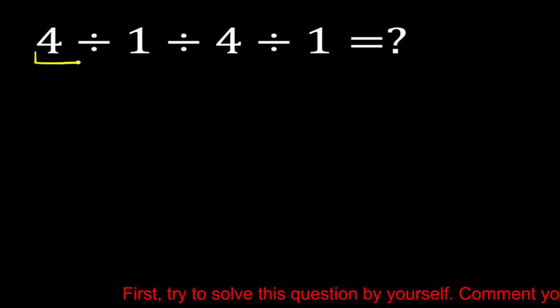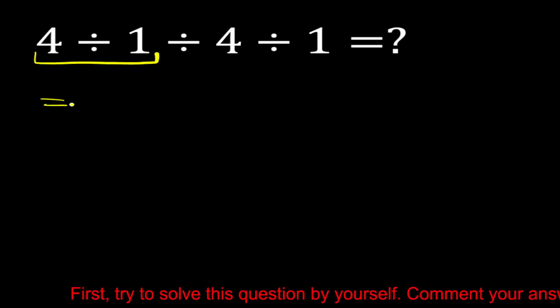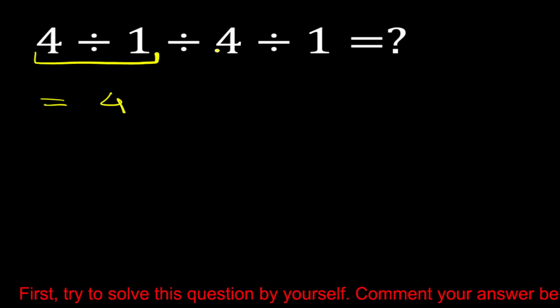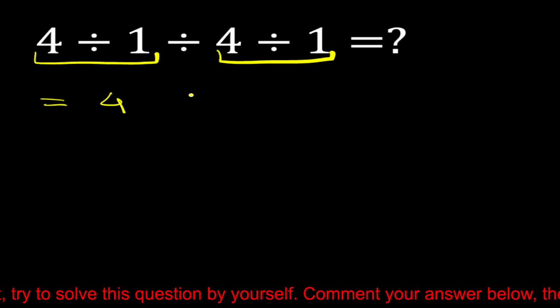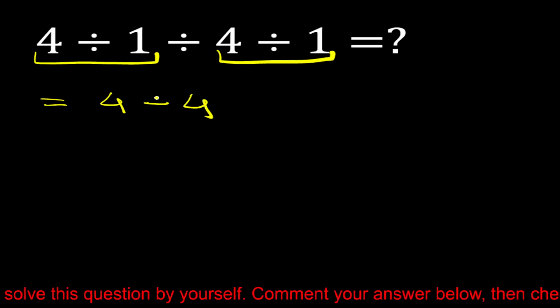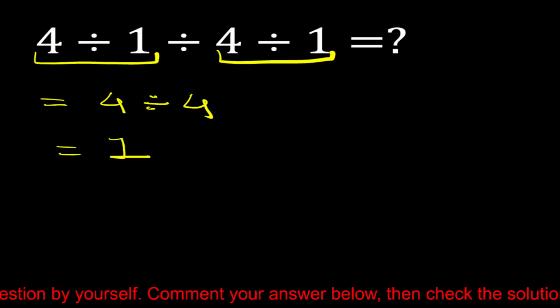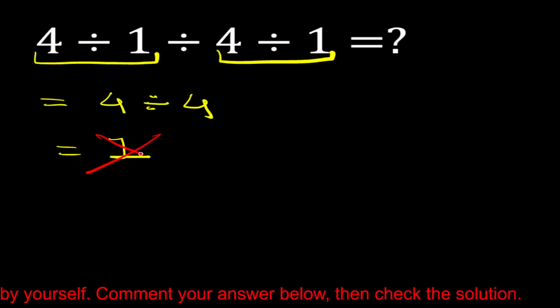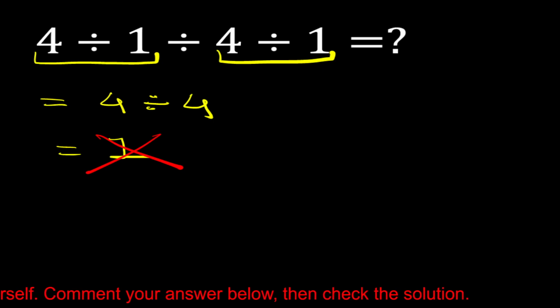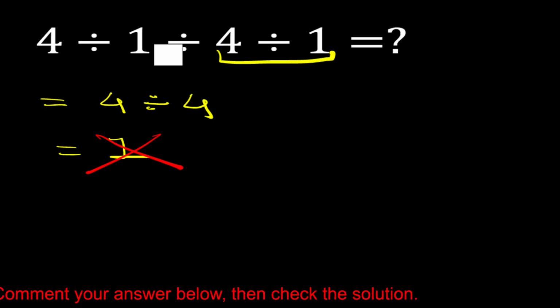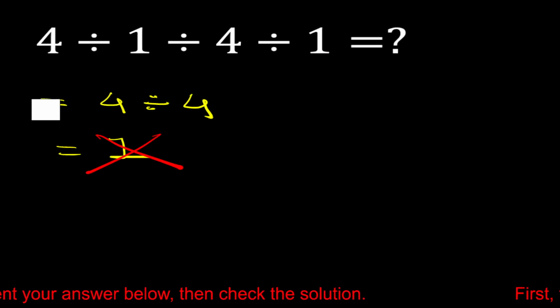So 4 divided by 1 is equal to 4. Then again 4 divided by 1 is equal to also 4. Now 4 divided by 4 is equal to 1. Okay, but this answer is not correct. This answer is completely wrong. So now let's solve this problem correctly by using the PEMDAS rule.